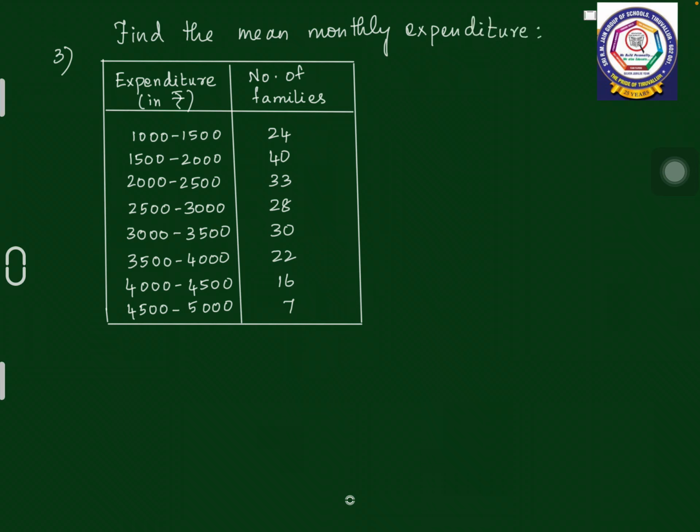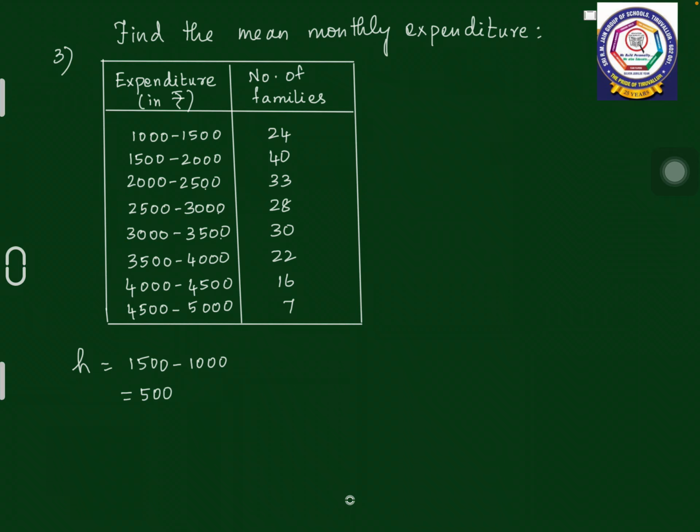So, what is given here? Expenditure is given from 1000 to 1500, 1500 to 2000, and the number of families accordingly. You have been given from 1000 to 5000. What is the first thing we have to check? Whether the class intervals are continuous: 1500, 1500, 2000, 2000, 2500, 2500, 3000, 3000, 3500, 4000, 5000. So, the class intervals are continuous. Then we have to check the class size. H is the same everywhere. 1500 minus 1000 gives 500. So this is the class size.